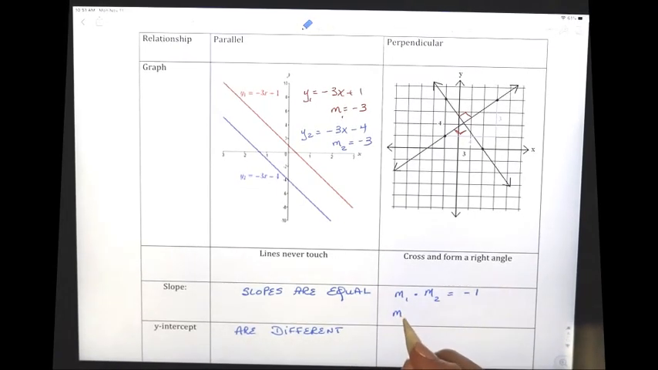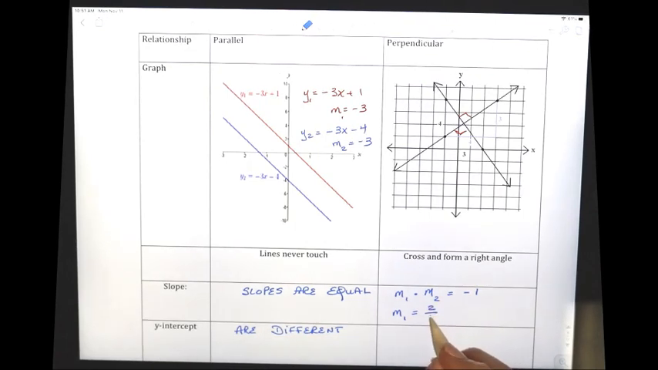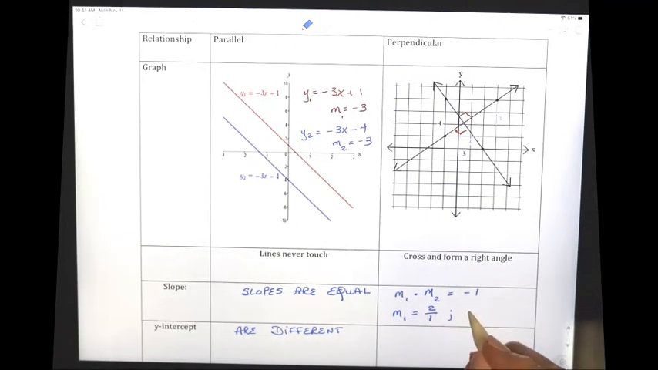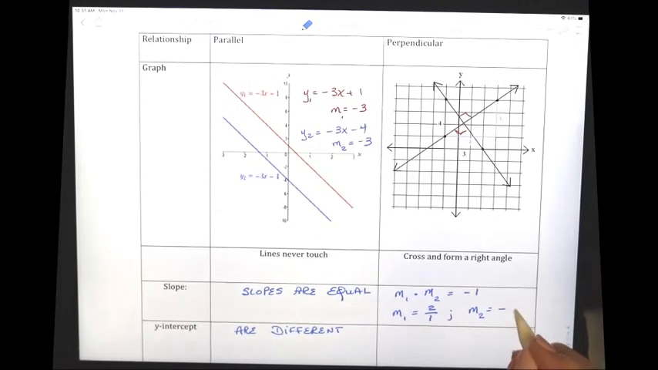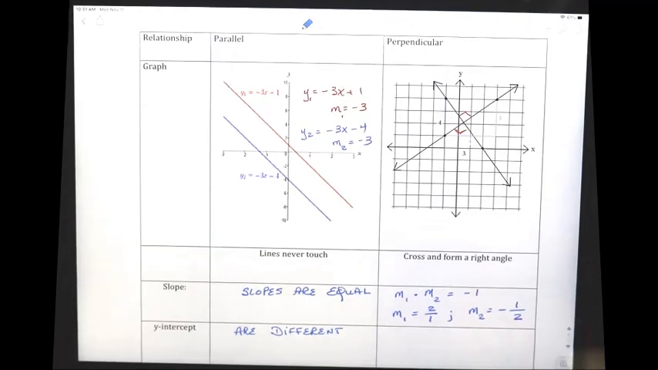So, for example, if the slope m sub 1 is equal to, let's say, 2/1, then the other slope for the other line is going to be the opposite sign and the reciprocal value. So that's a characteristic that you're going to be looking for when you're talking about perpendicular lines. Do the slopes have different signs, one positive and one negative? And do the slopes have reciprocal numbers, one the inverse or the inverted form of the other?